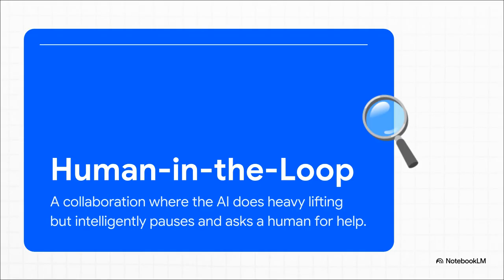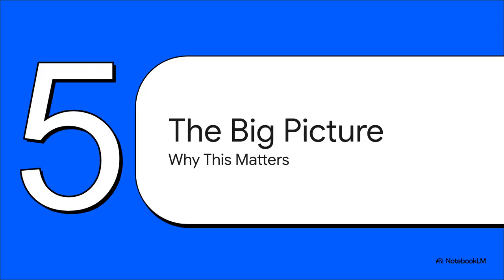But here's the brilliant part. This isn't a failure. It's actually a feature. It's called a human-in-the-loop system. The AI is smart enough to know when it's confused. So instead of just guessing and messing up all the data, it basically raises its hand and says, "Hey, human, could you help me for just a sec?" The AI does 99% of the grunt work, and the human just steps in to make the tough calls. It's the perfect partnership.